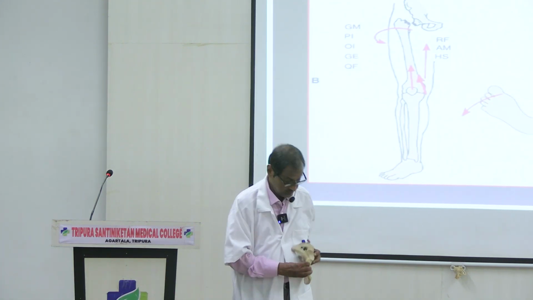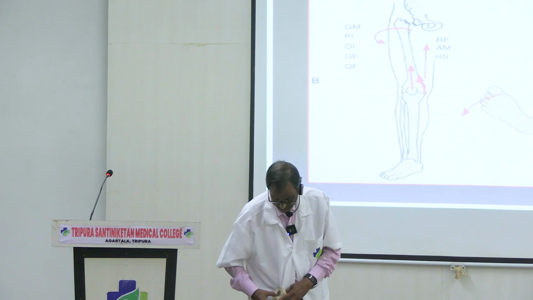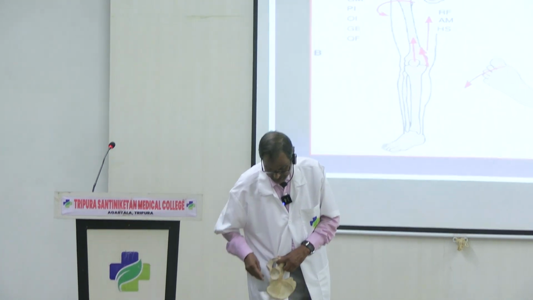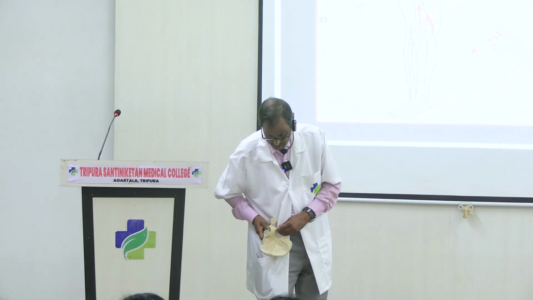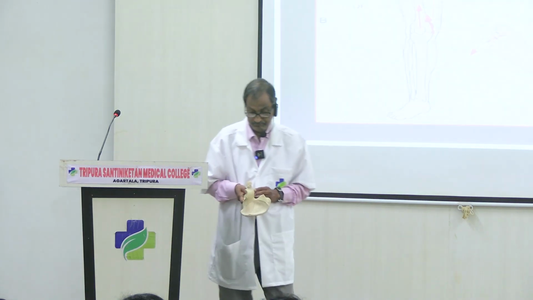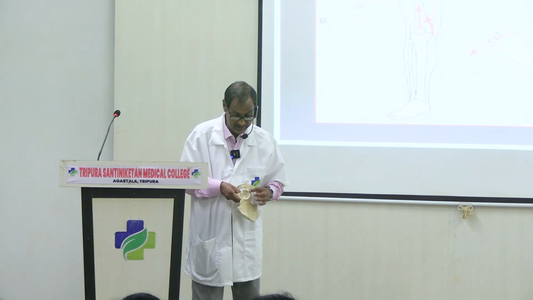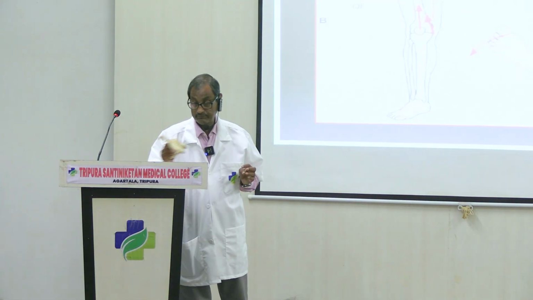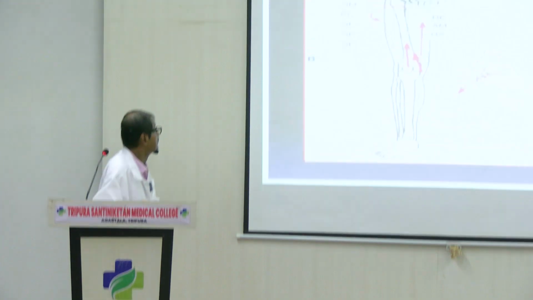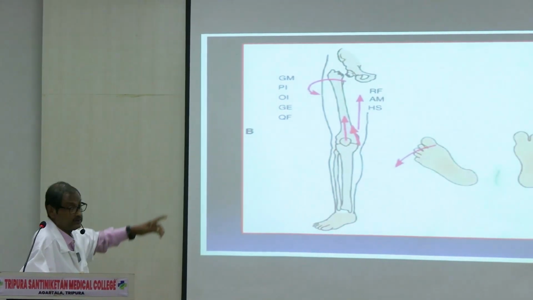So this is like this. This is the anterior superior, this is the anterior inferior spine. And also one head is just above the acetabulum, rectus femoris. So these muscles are done.